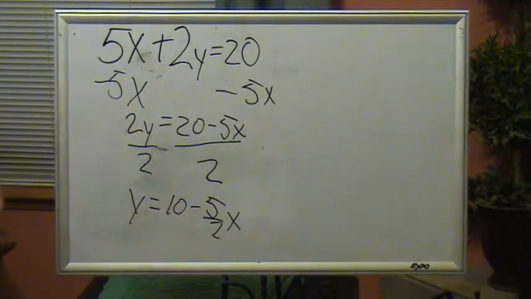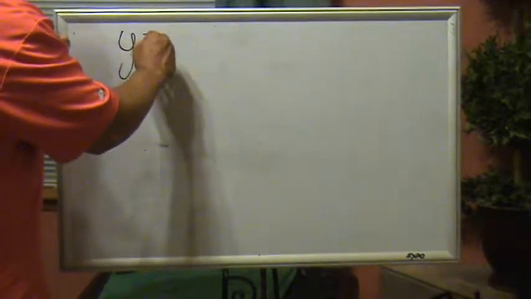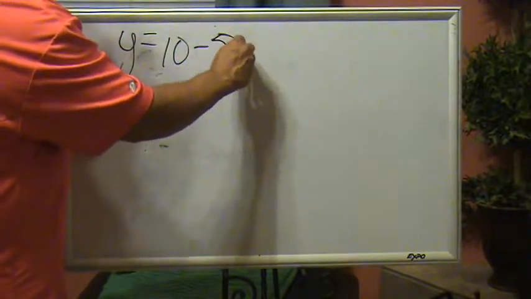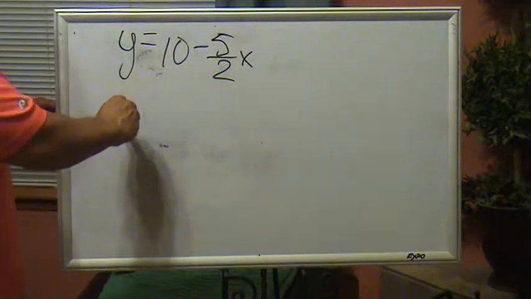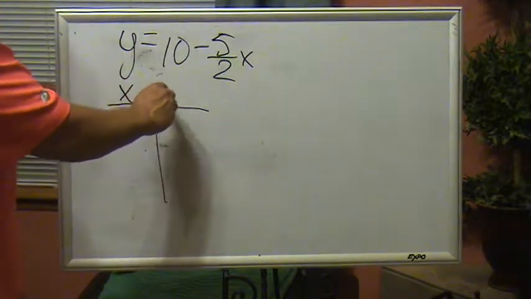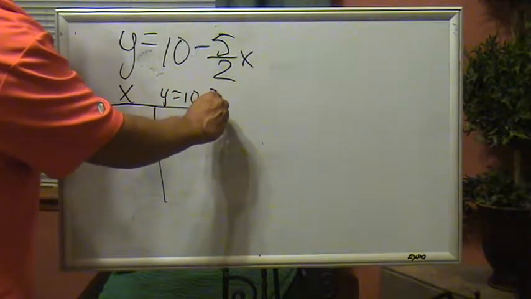Okay, so we'll just go ahead and rewrite this. And so now we have the equation y is equal to 10 minus 5 halves x. So let's go ahead and create some values for x, and y is a function of x. Here we have y is equal to 10 minus 5 halves x.